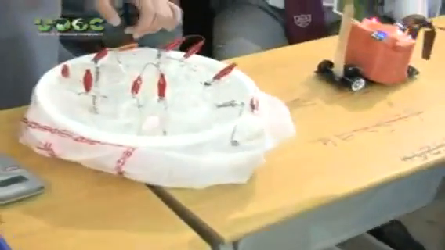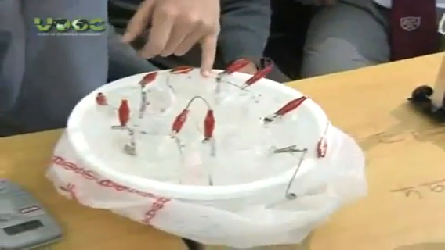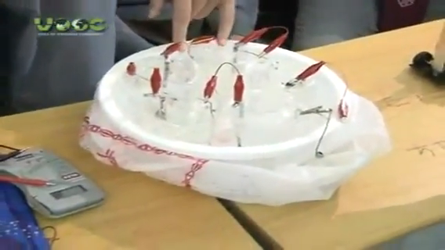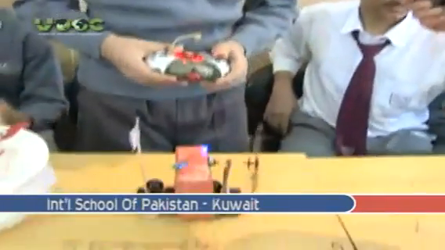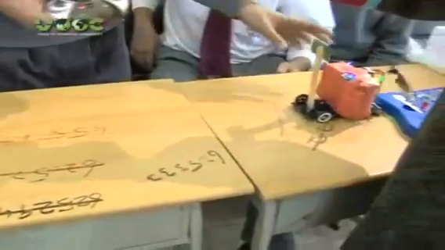Okay, this is a vinegar battery, and I have used zinc and this nail. And this is a power source which runs with air power. Actually, it cuts the air and pushes back, so the power is light and it moves forward.